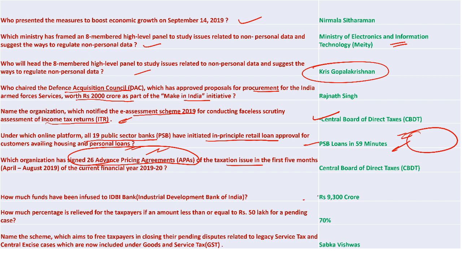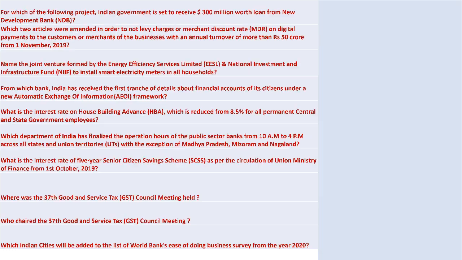9,300 crore has been infused into IDBI. Please note the government and LIC put together have put it in. There is almost 50% there. Yes, 5149. But look at this. So this is the money which has gone in. How much percentage relief is given to the taxpayer if the amount is less than or equal to 50 lakh for a pending case? That's 70%. Name the scheme which aims to free taxpayers by closing their pending cases. That's Sabka Vishwas. All legacy cases were supposed to be settled in this. Try these now.